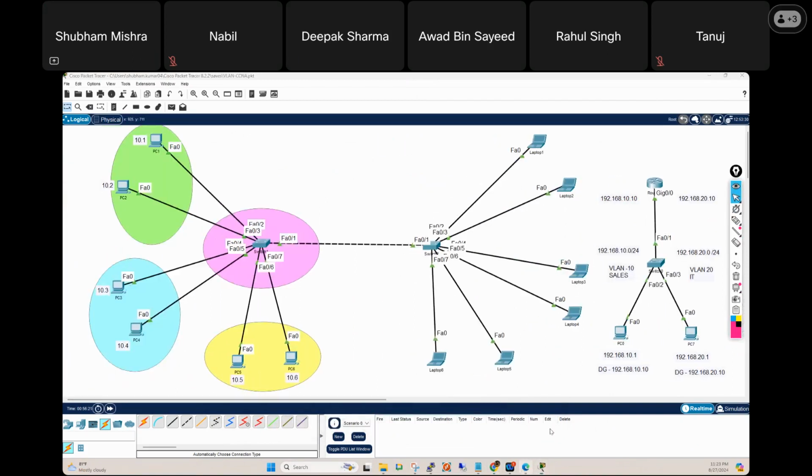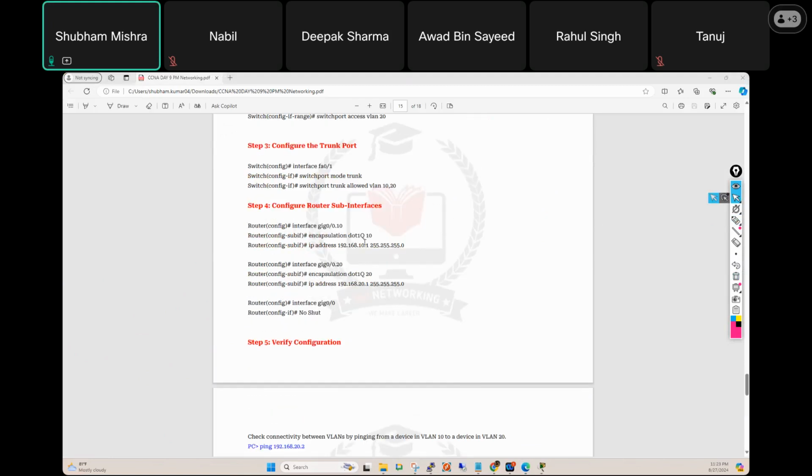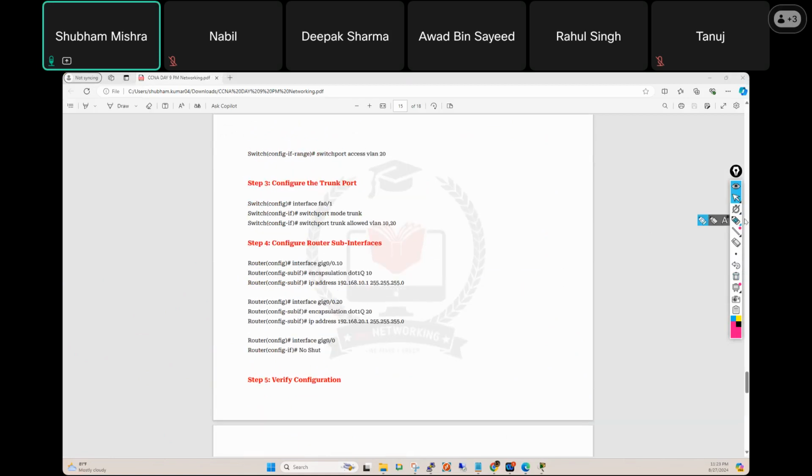This is all about inter-VLAN routing. I think I will write some commands here. This is VLAN number 10, this is VLAN number 20. Configuration command: how to assign the ports in the VLAN. We already wrote the trunk port. One more thing, guys. Whenever you are configuring the trunk port, let's suppose on FastEthernet 0/0, 0/1, I write switchport mode trunk. And I showed you that every VLAN is allowed there by default.